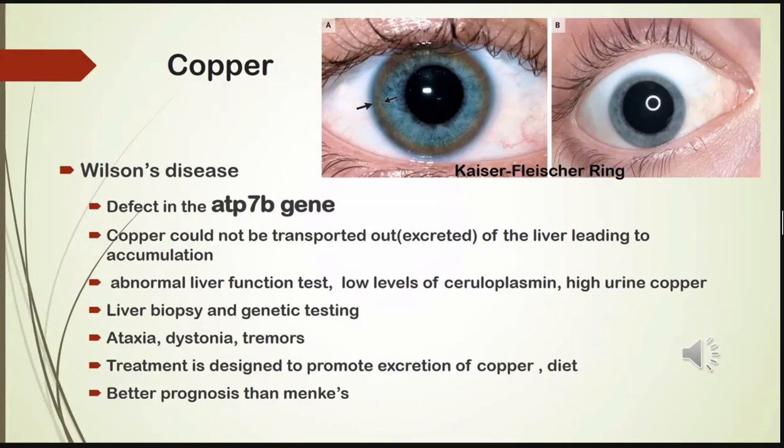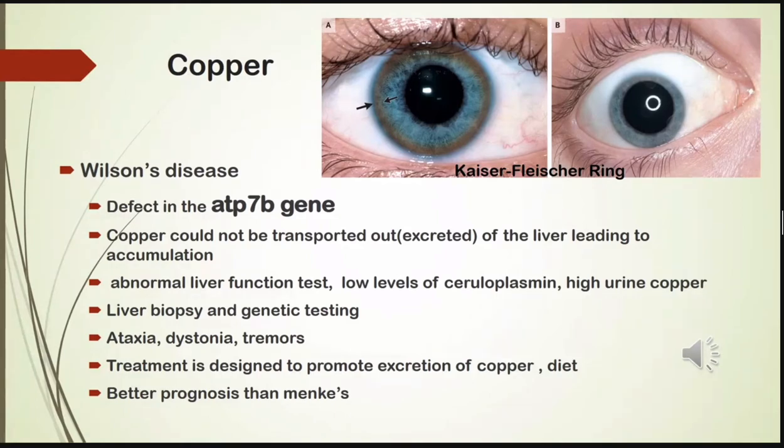On the other hand, Wilson's disease is a defect in the ATP7B gene. Copper could not be transported out of the liver, leading to its accumulation. Abnormal liver function tests and low levels of ceruloplasmin and high urine copper are seen in these patients. It is confirmed via liver biopsy and genetic testing.